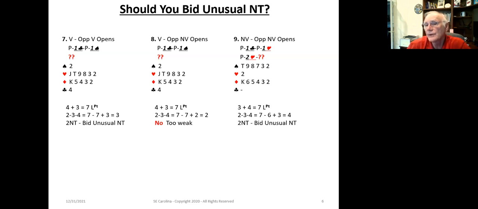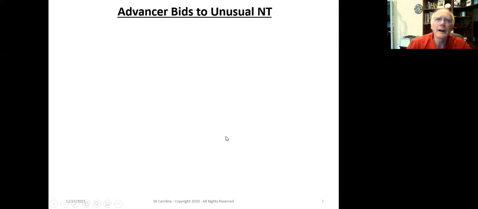Okay, so at this particular point, we're going to bid 2 no trump, and 2 no trump, even this late in the auction, initiates unusual no trump and says, hey, partner, I've got 5 plus spades, 5 plus diamonds. Let's get in the auction and compete. All right, what are we going to do after? What is the advancer going to do after the overcaller bids an unusual 2 no trump?